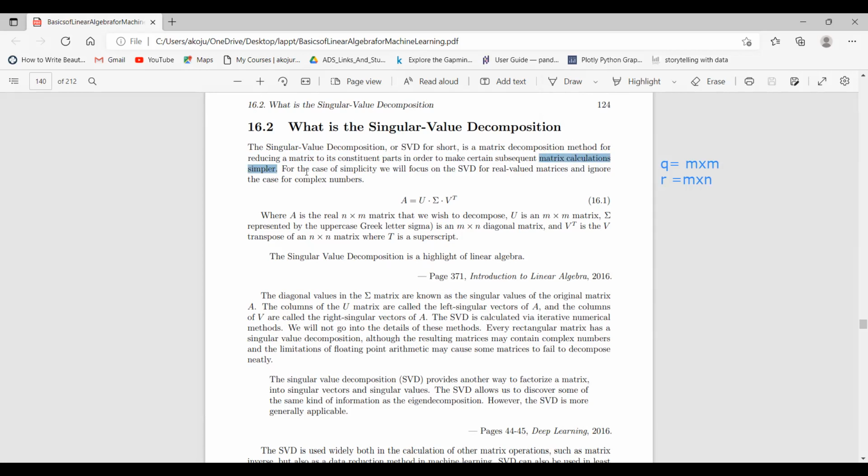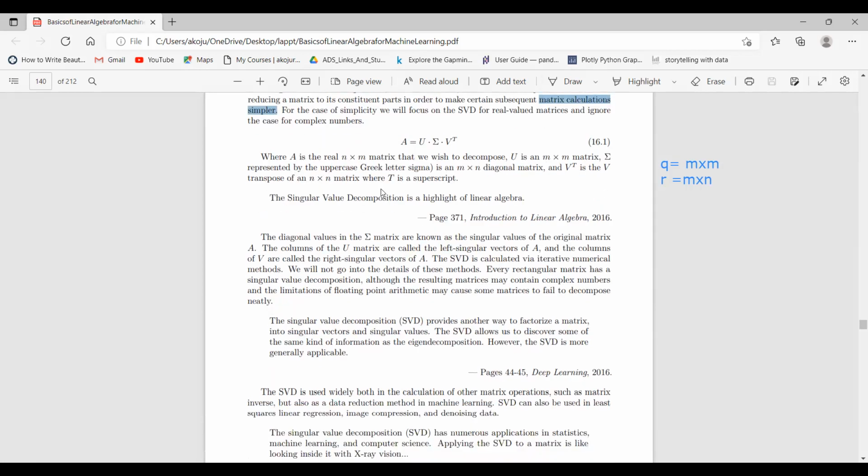The same thing is said here. For the case of simplicity, we will focus on SVD for real valued matrices and ignore the case for complex numbers. Real numbers means negative and positive values will come, but no complex numbers, meaning i will not come into the picture. i is nothing but the square root of -1. So that will not come into picture here.